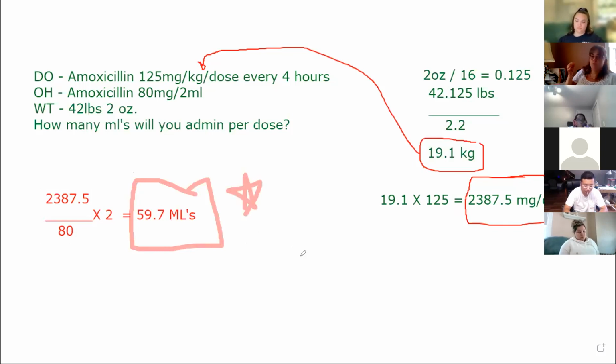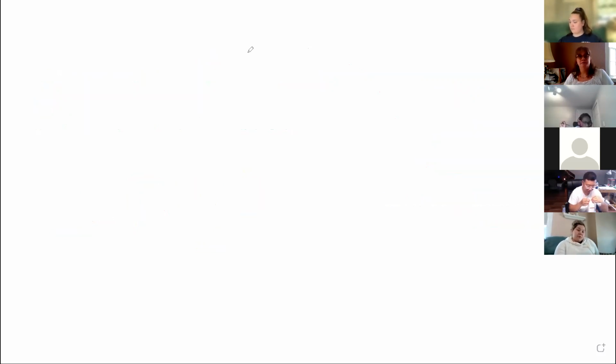Okay. That is pediatric weight-based multi-step. That's the worst it's going to get. Okay, I'm going to give you one to do now. So I want everyone to get a clear sheet of paper. Just check the chat box. Okay. I'm going to clear this. Is it okay if I clear this? All right.